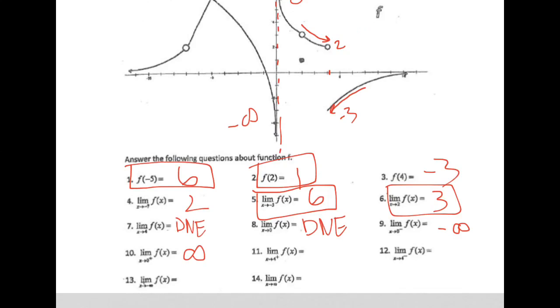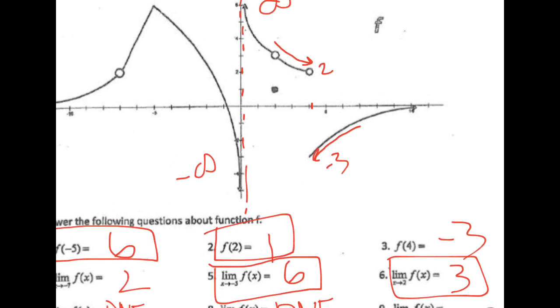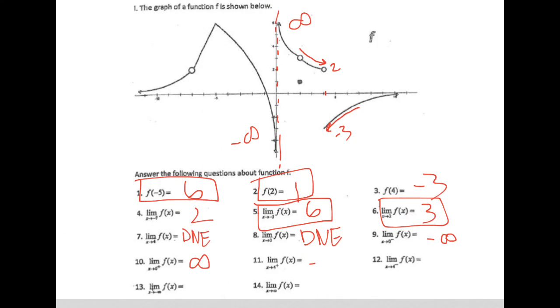Whew, almost there. Limit as x approaches 4 from the right, we already said was -3. From the left, we said was 2. So I don't know why they decided to put these in this order. It doesn't really make sense. But again, reinforcing the idea that the limit as x approaches 4 doesn't exist.